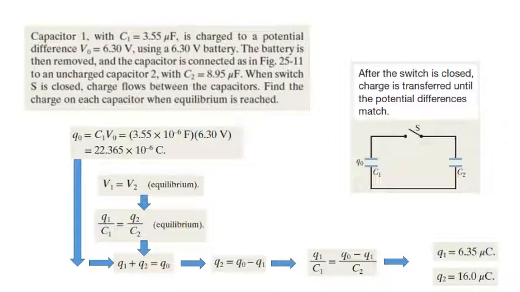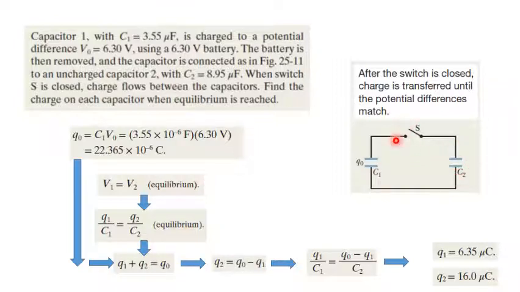Another example. I have a capacitor C1. C1 is charged to potential difference 6.3 volts. It has been charged by using a battery, and the battery is removed, so it is still charged. Okay, the capacitor C1 is connected to a capacitor C2, which has 8.95 microfarad. So now capacitor 1 is charged, so it has positive and negative charge, and capacitor 2 is uncharged.